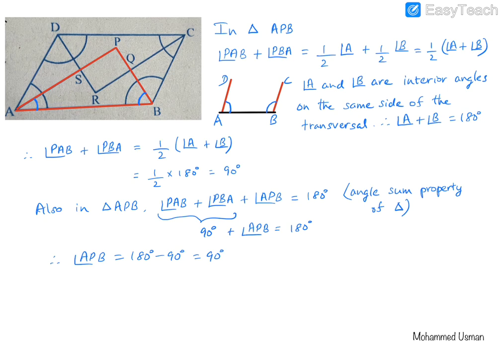Now also in this triangle APB, the sum of all the three angles in the triangle should be 180 degrees. So the third angle is over here, that's our angle APB, and the sum of the three angles, which is PAB plus PBA plus APB, is 180 degrees. We know that the sum of the first two angles here is 90 degrees. So the third angle, which is angle APB, is also 90 degrees, which is 180 minus the 90. So we get this angle APB as 90 degrees. So we have got this angle as 90 degrees as well.